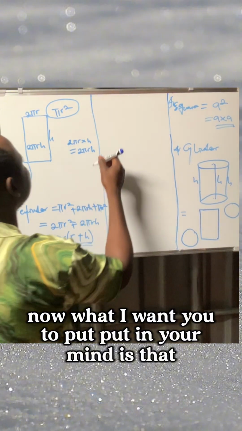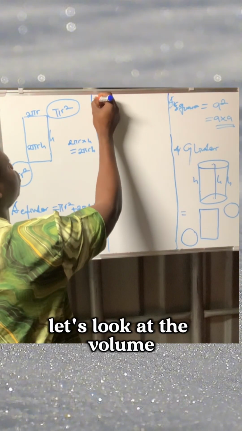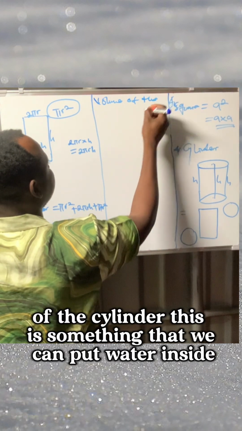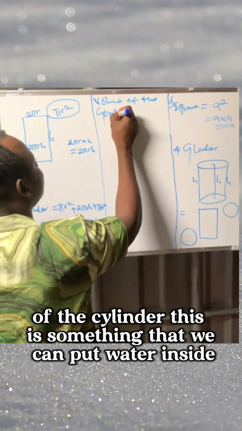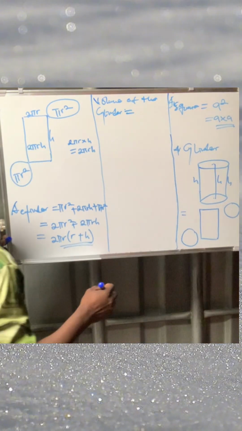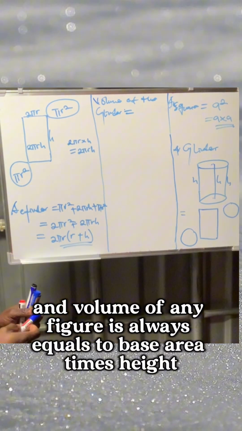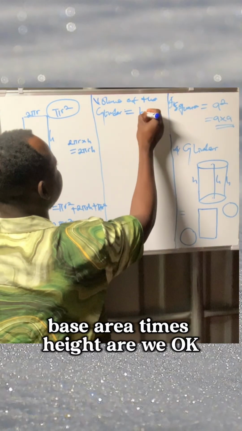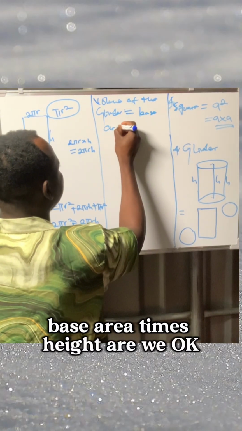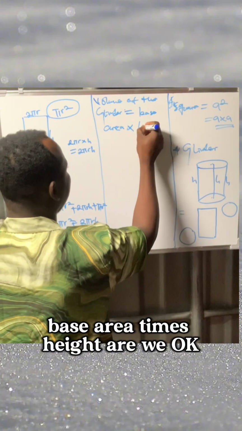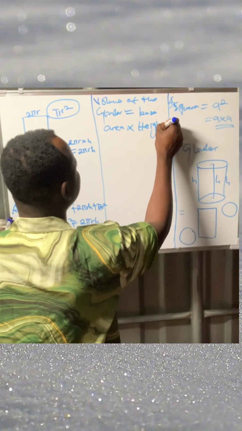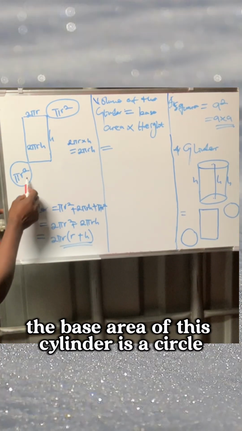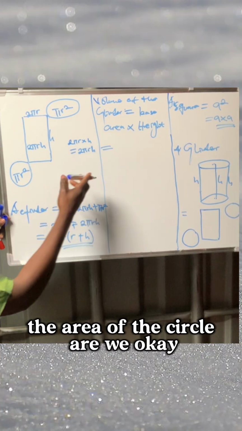Now, what I want you to put in your mind is that, let's look at the volume of the cylinder. This is something that we can put water inside, because volume of any figure is always equal to base area times height. Base area times height. Are we okay? Base area times height. And now, the base area of this cylinder is a circle, the area of the circle. Are we okay? Which is what?